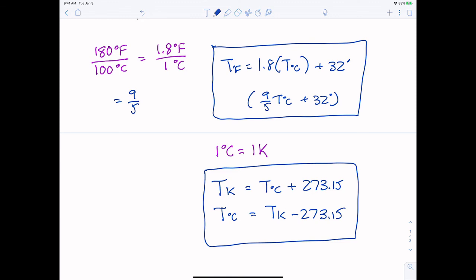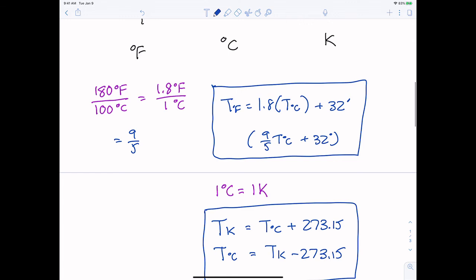Those are two formulas that I do want you to know. We're going to be converting between Celsius and Kelvin pretty often, and it's just going to be faster if you don't have to look them up. So if you just remember 273, just add it to your temperature in Celsius to get Kelvin, and then subtract it from Kelvin to get Celsius, and you'll be fine.